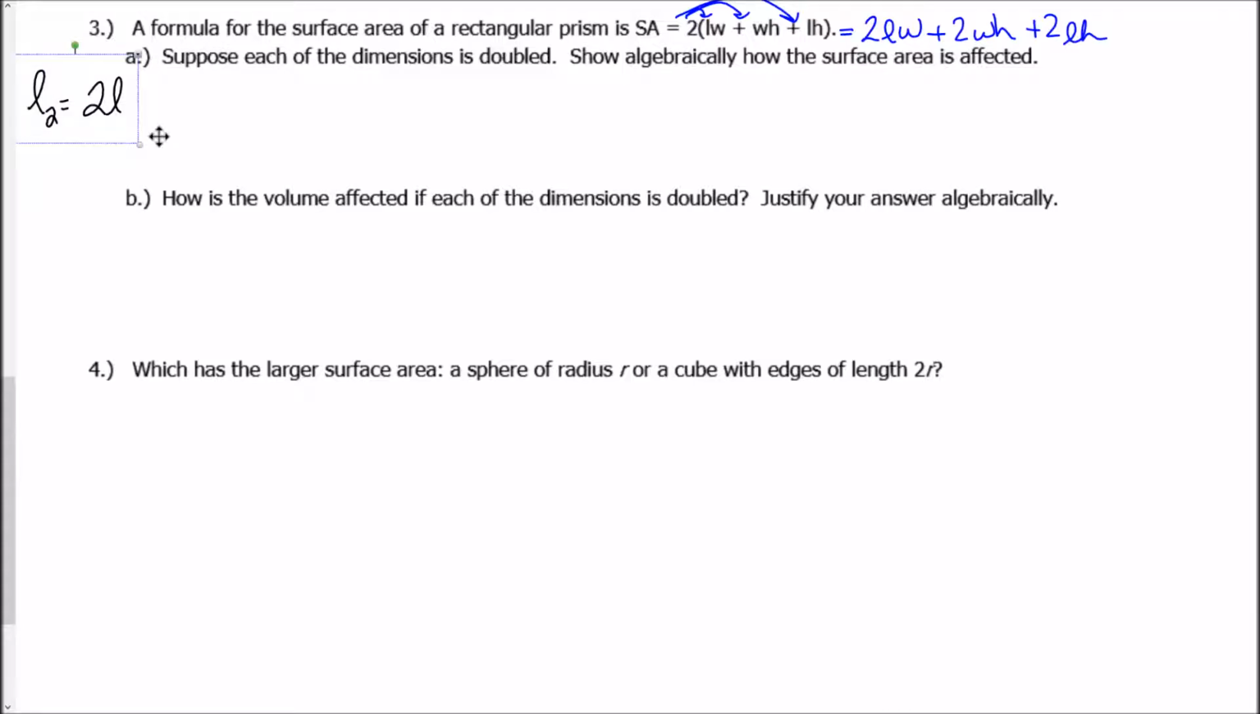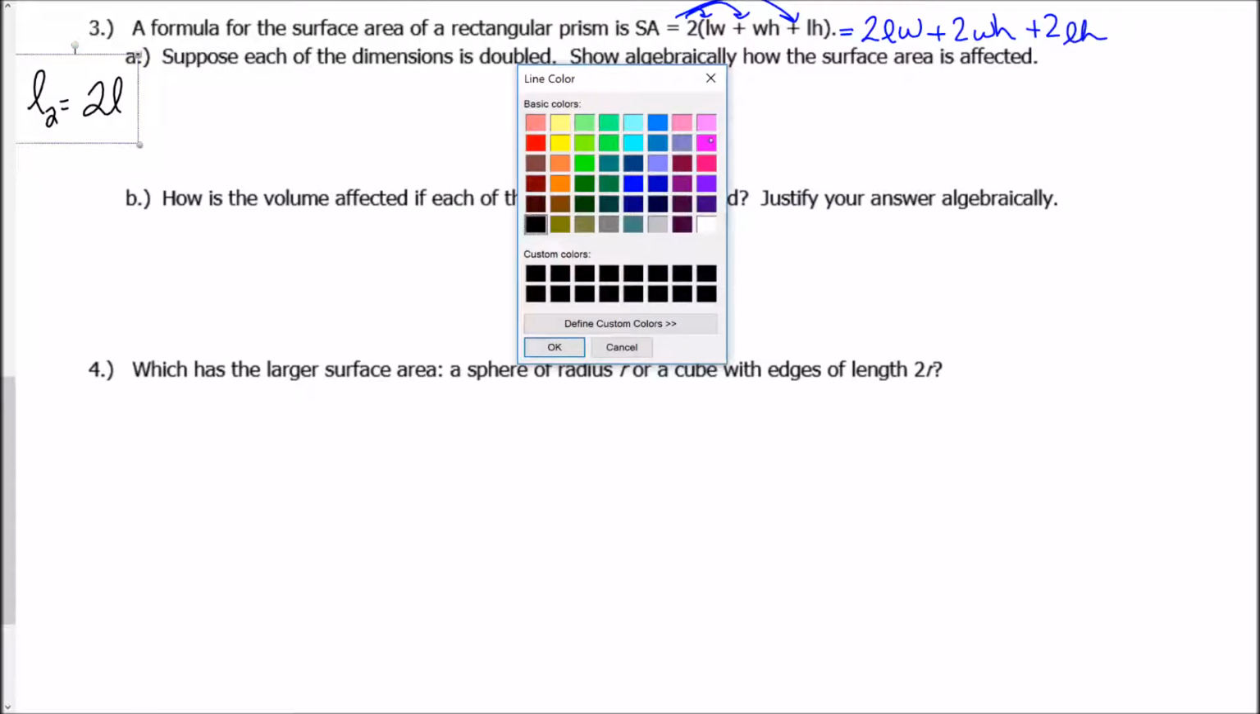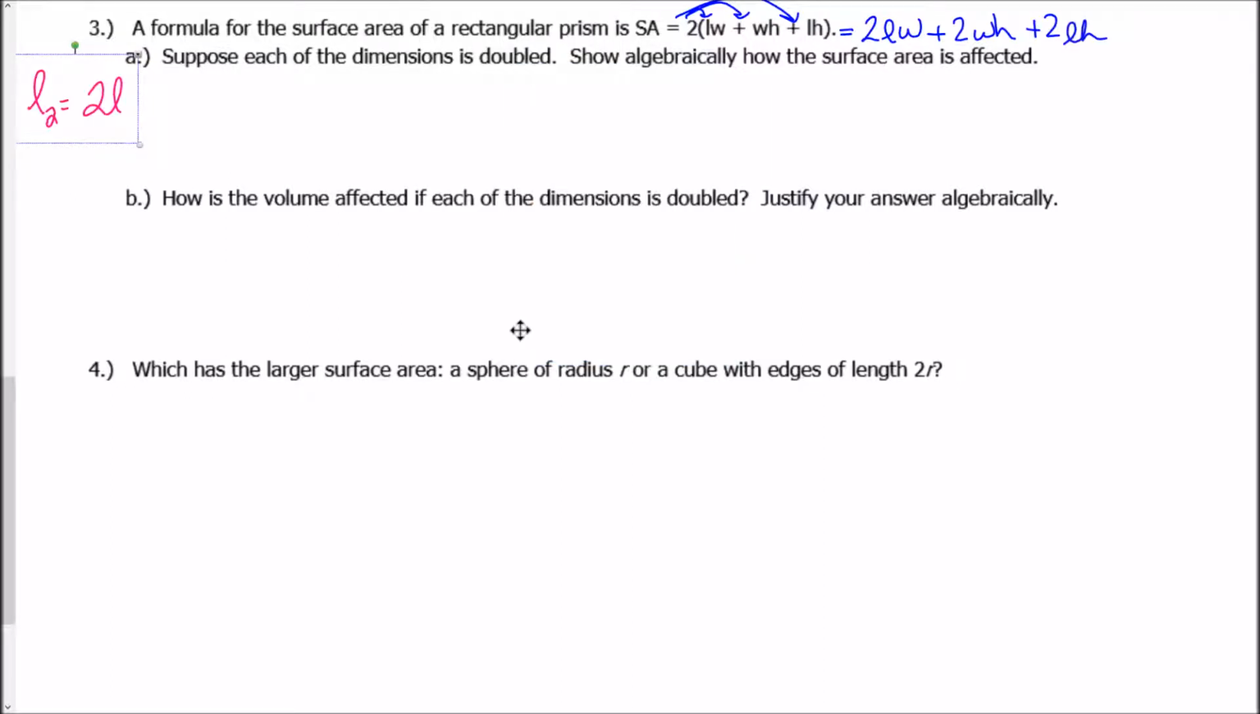Let me color code this so that we can see what's happening a little bit better. Also, the new width is going to be twice as much as the original width. And the new height is going to be twice as much as the original height.